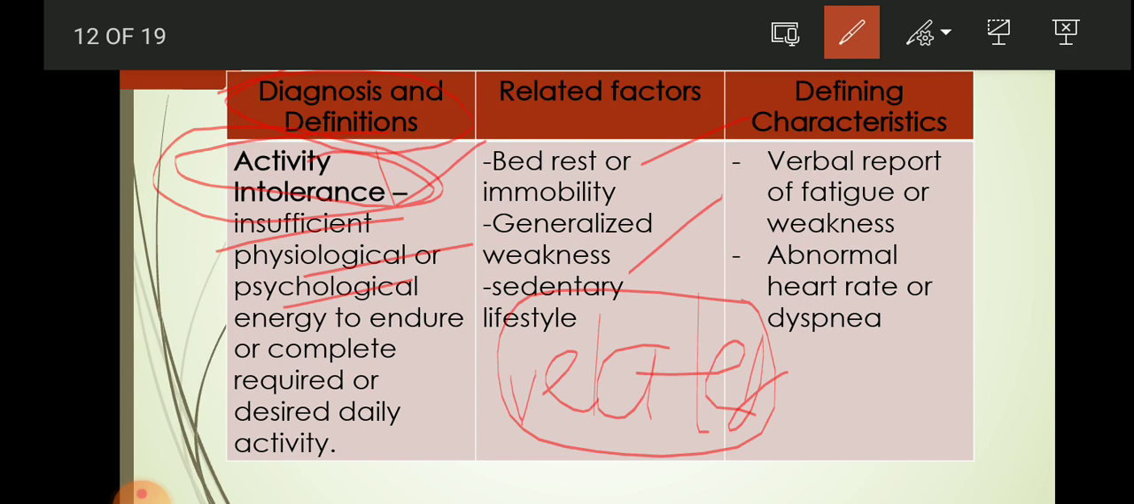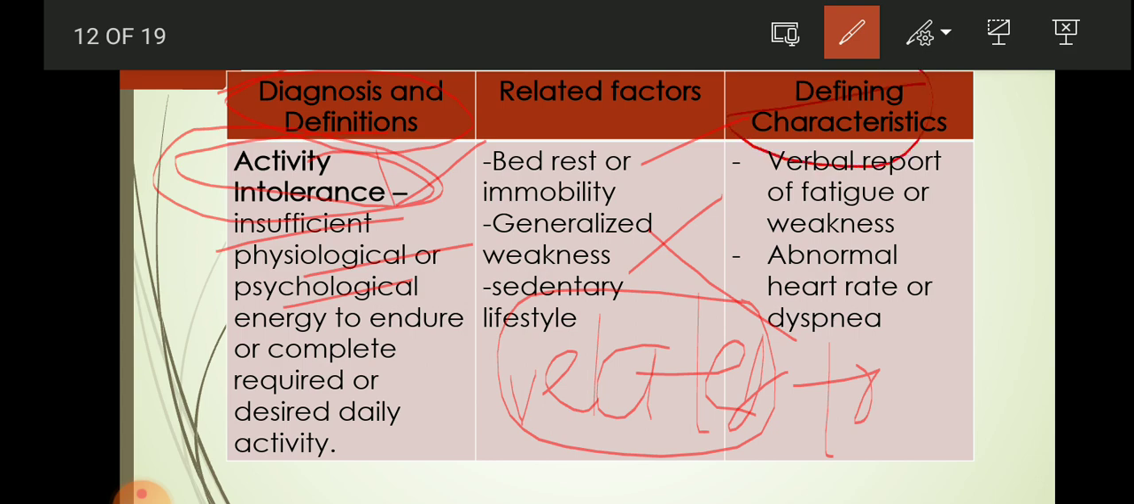Vice versa. If the damage is on the right side of your brain, automatically it will create a lateral effect, which is that the left side of your body cannot actually do its normal activity. So that's it. Activity intolerance, and in your assessment, the patient has had a stroke. So your diagnosis is activity intolerance related to generalized weakness. Generalized, because maybe he came from surgery under general anesthesia. So you can say activity intolerance related to general weakness.